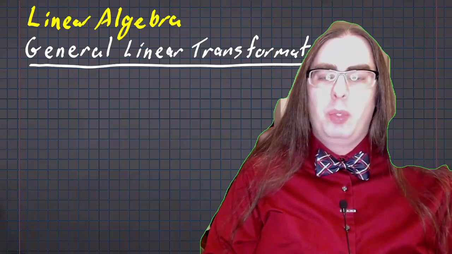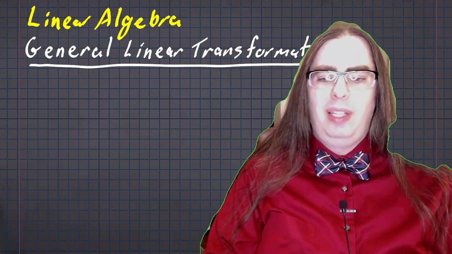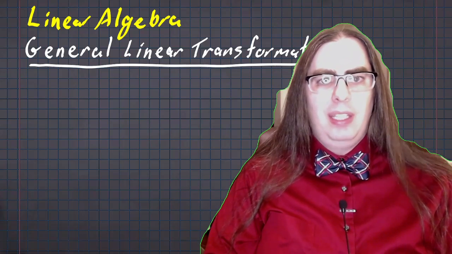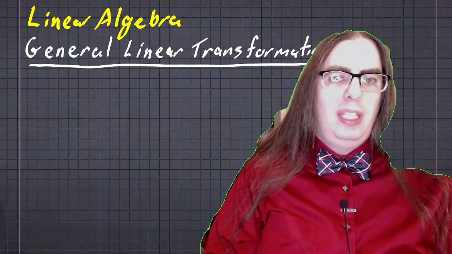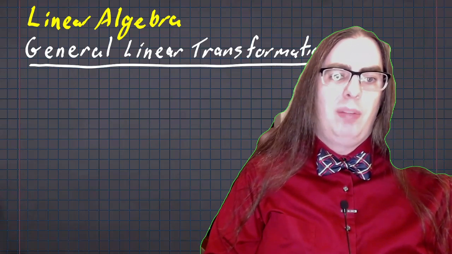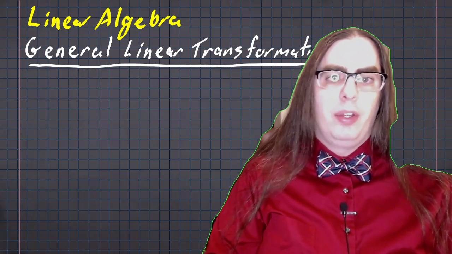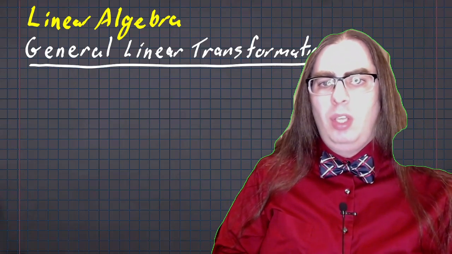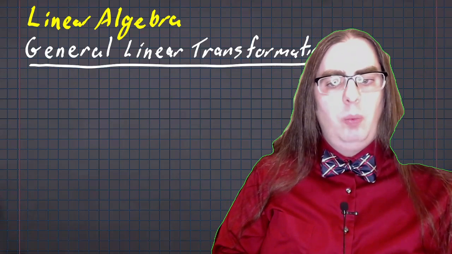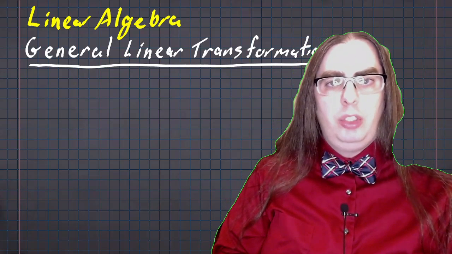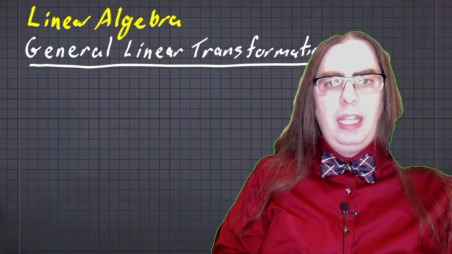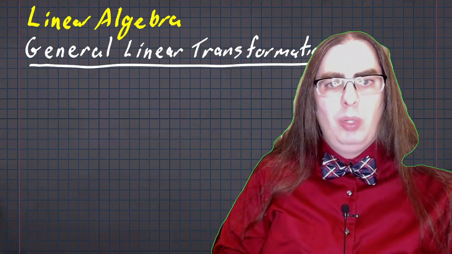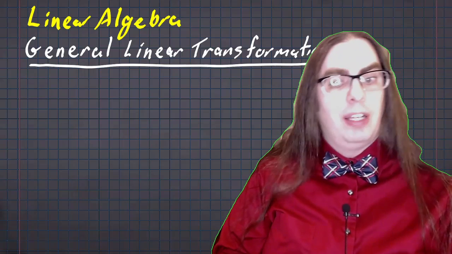In this video, we're going to be looking at general linear transformations. As we've seen previously, a linear transformation is a function that maps from one vector space to another that preserves linear combinations. We've worked extensively with linear transformations on Euclidean vectors and have discussed that linear transformations can be extended to more abstract vector spaces.